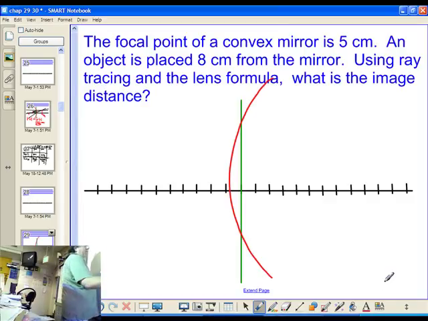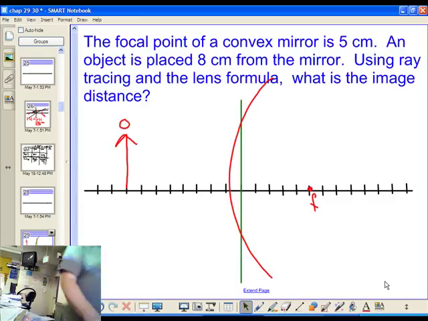So we have our focal point, which is behind the mirror. 1, 2, 3, 4, 5. So there's F. We have our object, 1, 2, 3, 4, 5, 6, 7, 8. There's our object, right there.